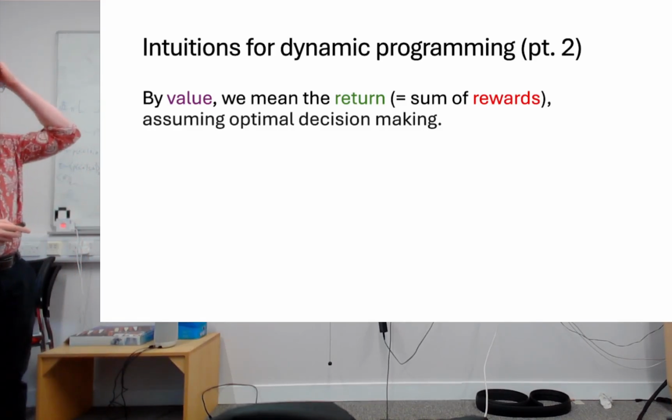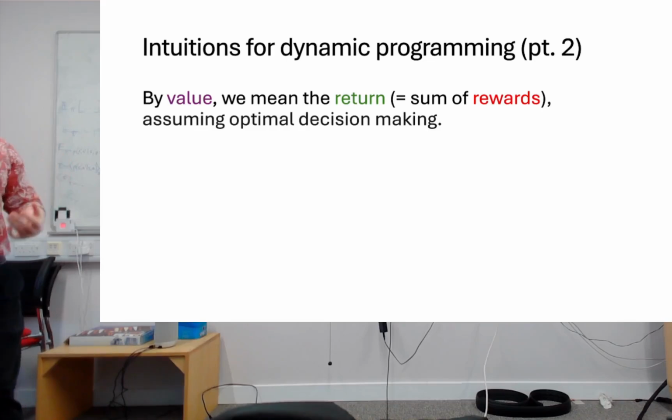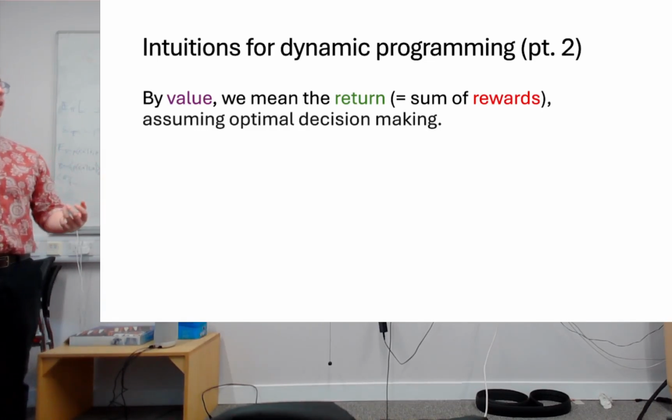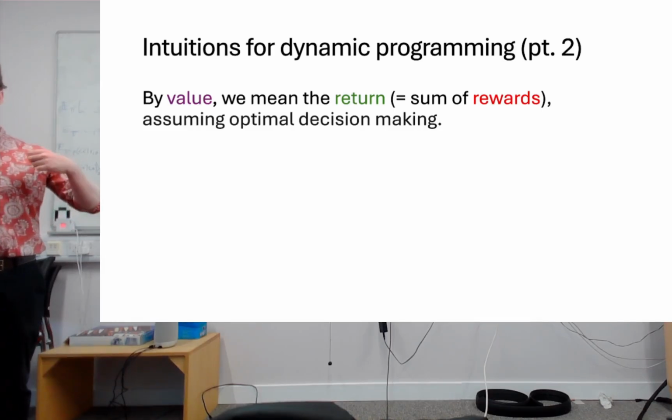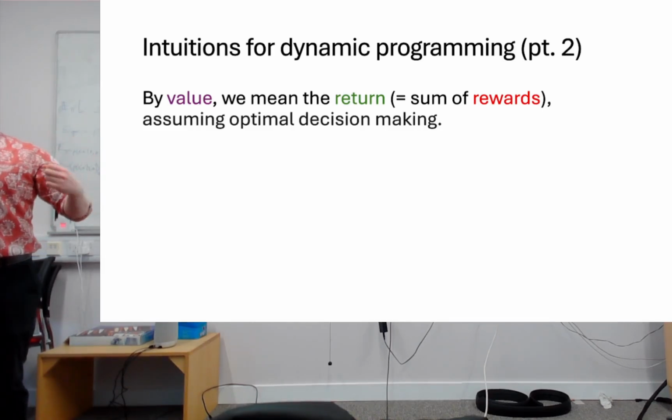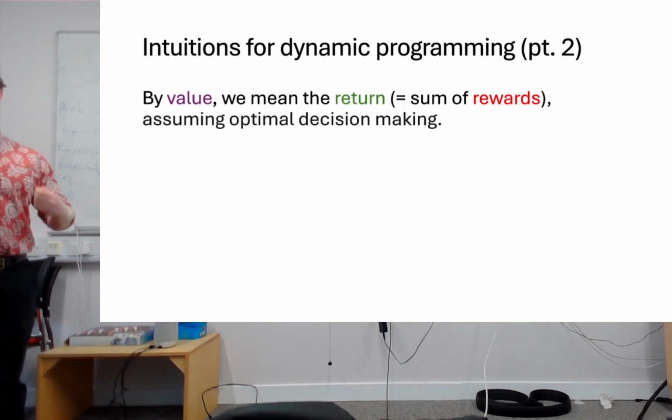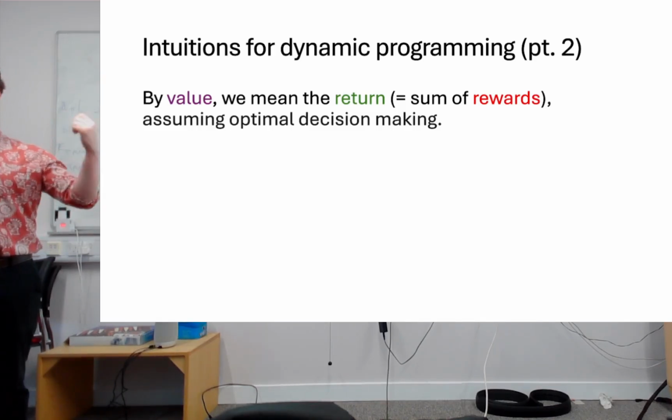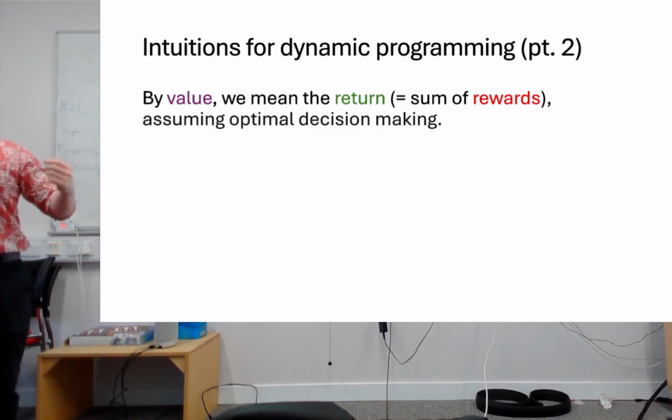So at each state, I consider the action values of that state, and those action values are just the cumulative sum of rewards I'm going to get from that action onwards, assuming I just continue to behave optimally, continue to make the best possible choices I can.